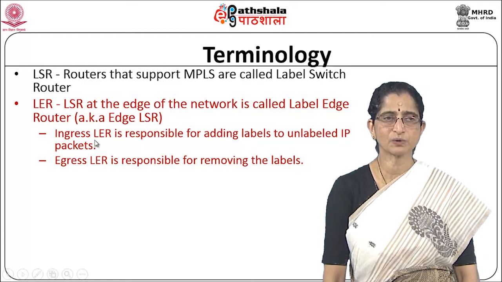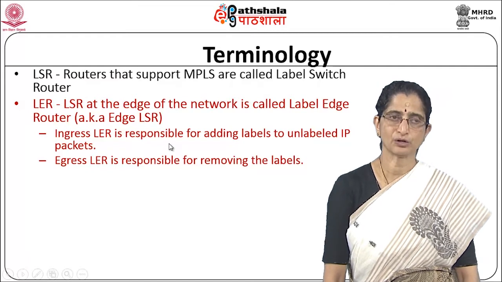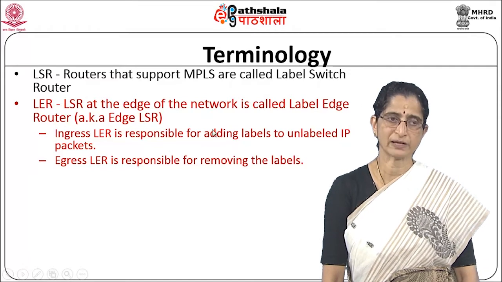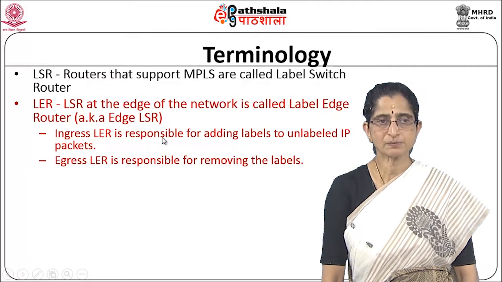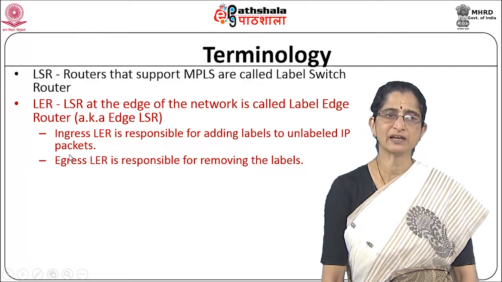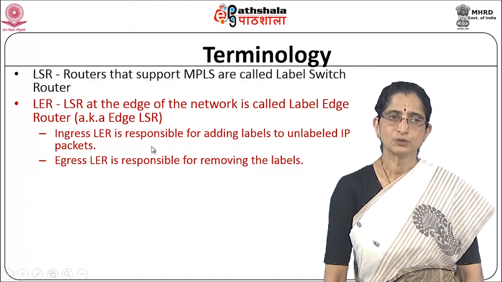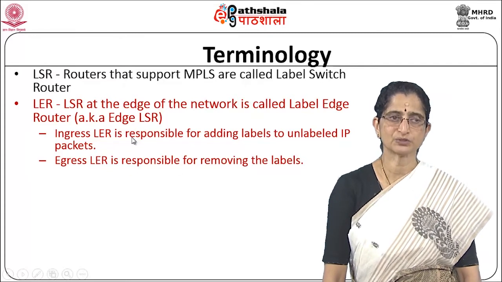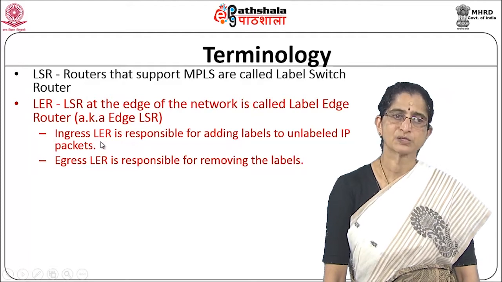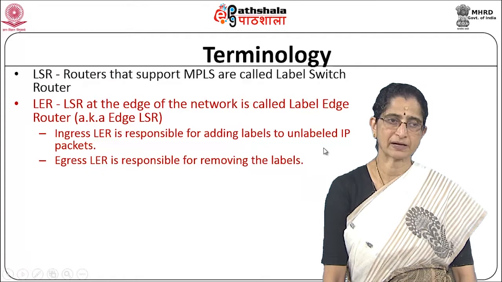The ingress LER is the one at the incoming end of the MPLS network, and it is responsible for adding labels to unlabeled IP packets. That is, when an IP packet is sent into an MPLS domain, it will first go to an edge router. That edge router is an ingress LER, and it is responsible for adding labels to the unlabeled IP packet.